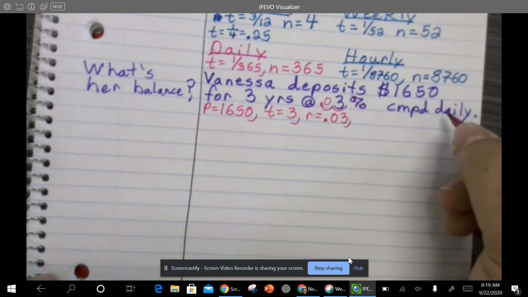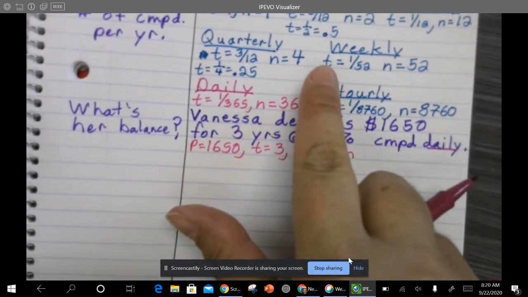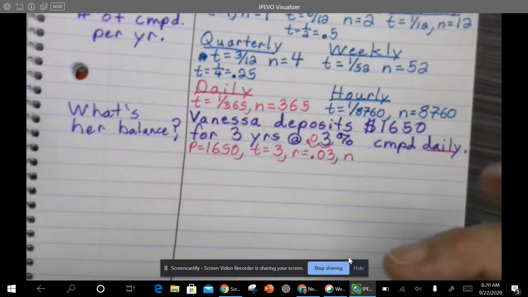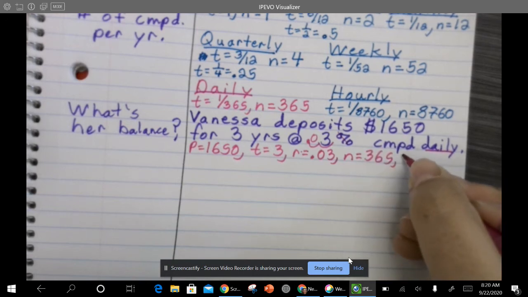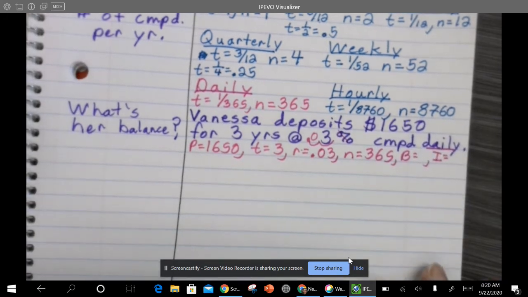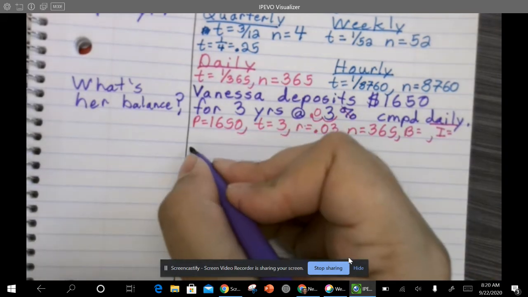Okay. Compounded daily. We just said 365 days in a year. So n is going to be equal to 365. We want to know the balance. We're solving for balance, and then we'll also solve for the interest, how much interest she earns. Okay, so let's go ahead and substitute it in, everybody. So balance is equal to.